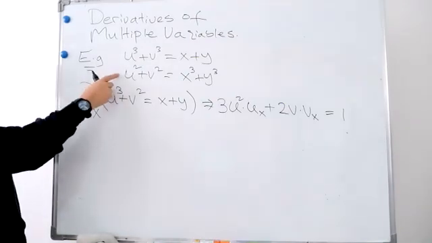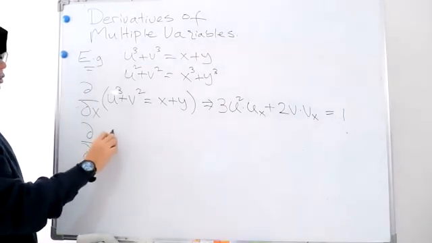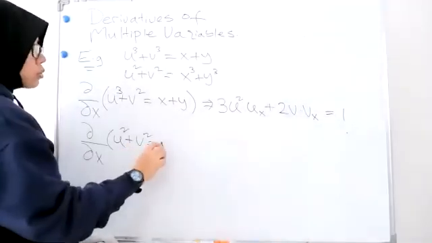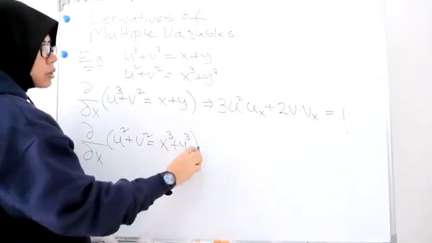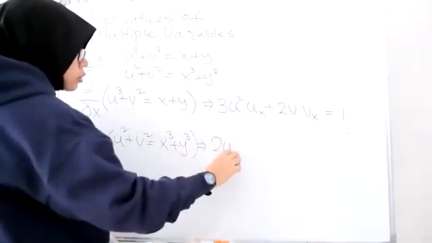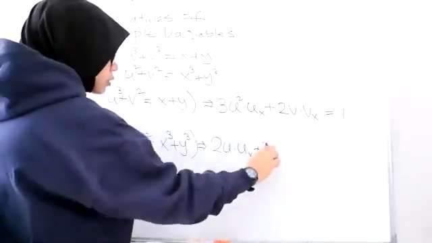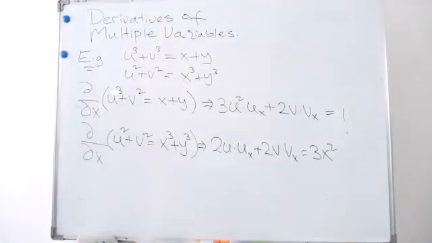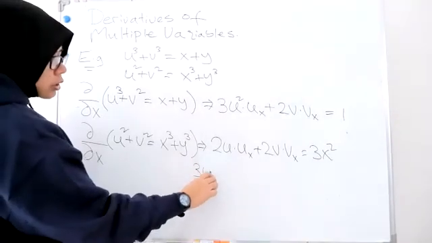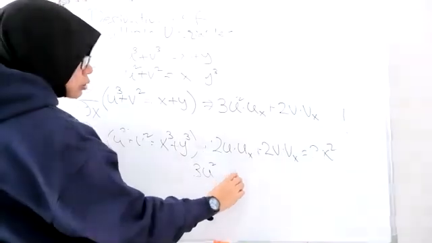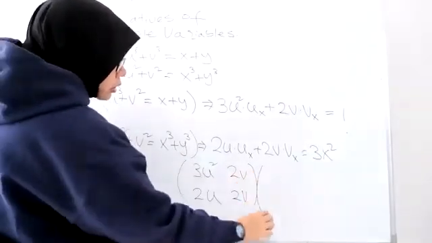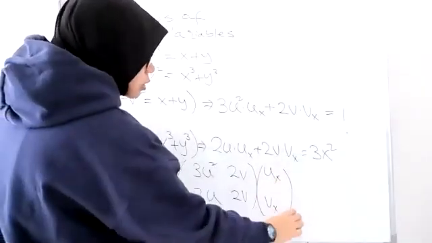Then I take the second equation, also with respect to x, u squared plus v squared equals x cubed plus y cubed. This equals 2u times u sub x plus 2v times v sub x equals 3x squared. Then I think you can put it into matrix form. So this is 3u squared, 3v squared, 2u, 2v, and then u sub x, v sub x equals 1, 3x squared.